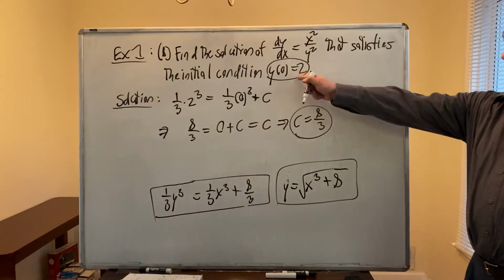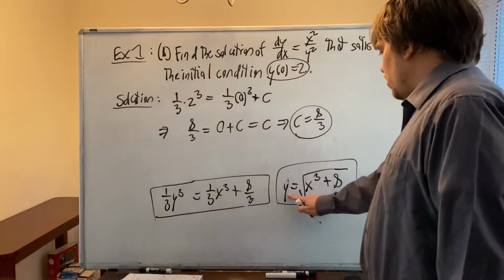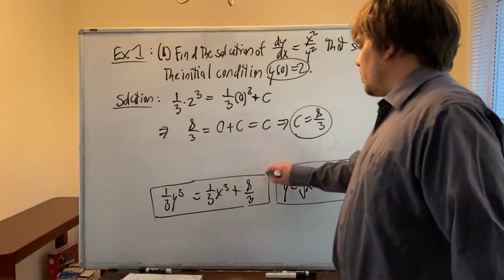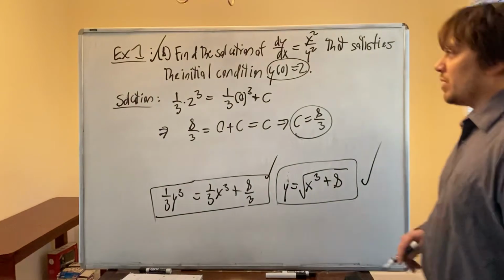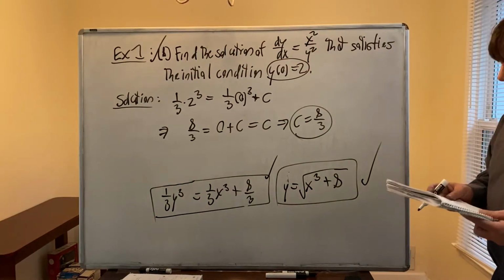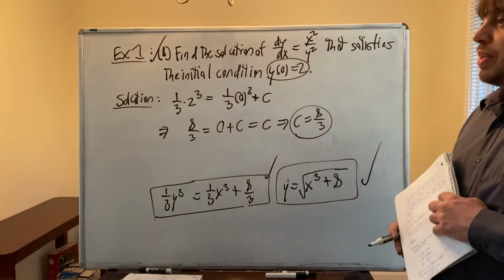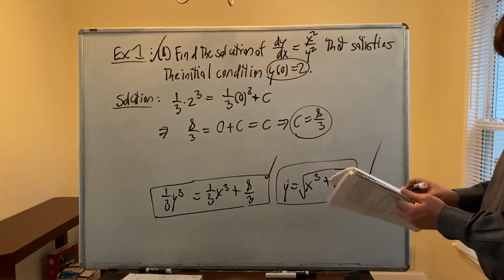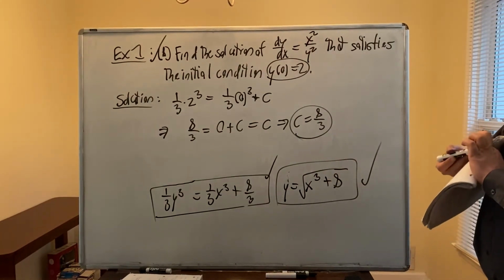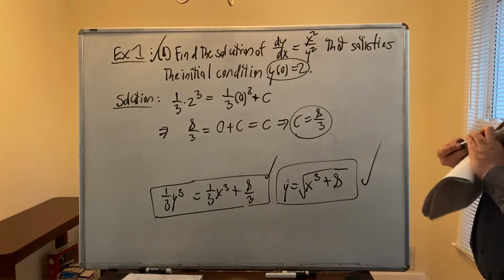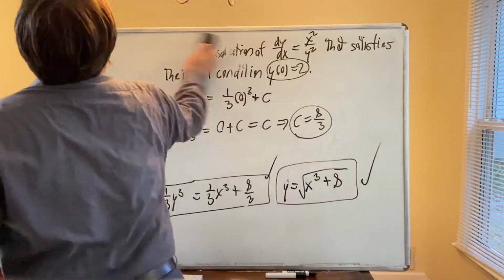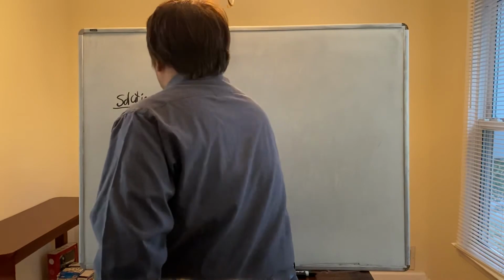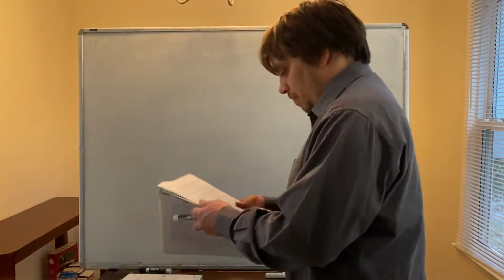That's the solution satisfying this initial condition, solving explicitly for y in terms of x. This is solving for y implicitly in terms of x. And so now we've solved part B either way. These are both answers. And so that's the answer to parts A and B of example 1. Okay, let's keep going. Example 2.